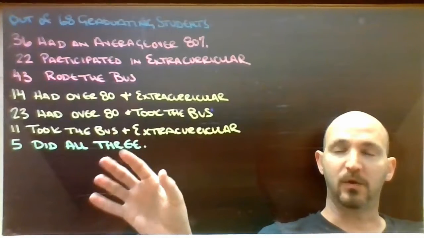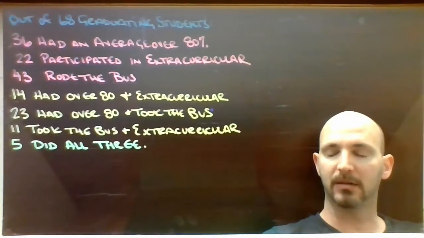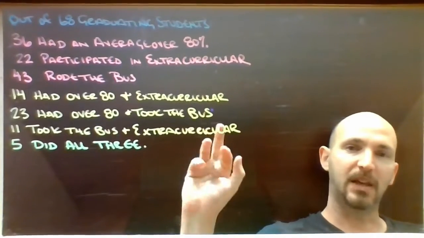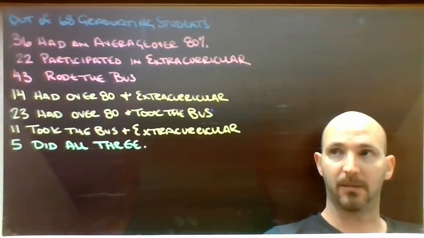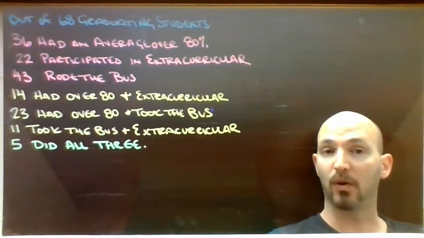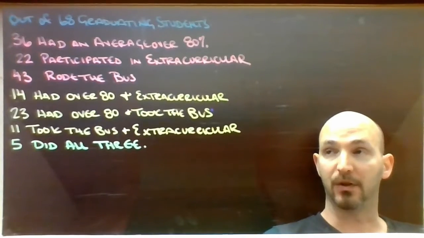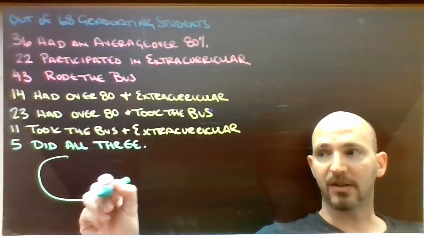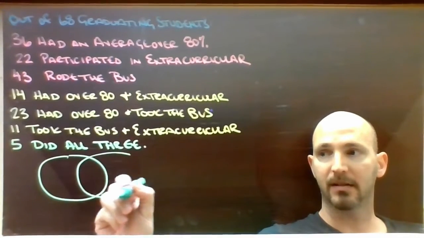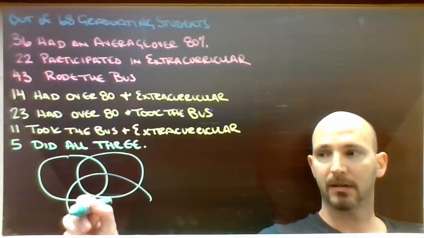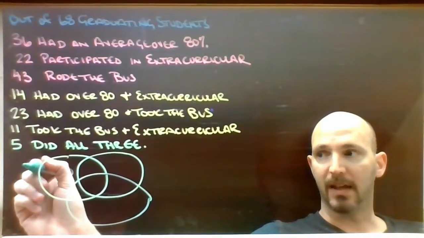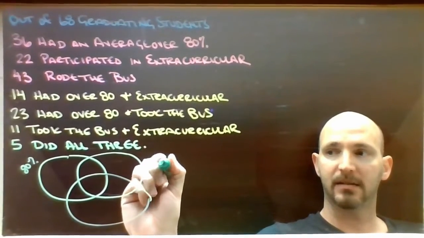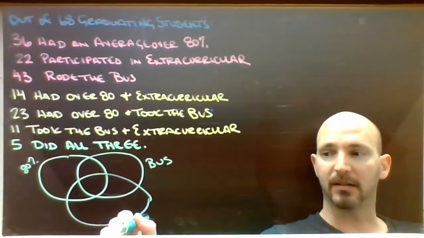Now, we're going to draw a Venn diagram to sort these people out, and the plan is to eventually check to see if these 3 questions are independent of each other. Does taking the bus affect your ability to get 80% or more in your average? So we're going to start with our Venn diagram. There's 3 questions, so I'm going to need 3 categories. So we have 80%, we have the bus, and we have extracurricular.